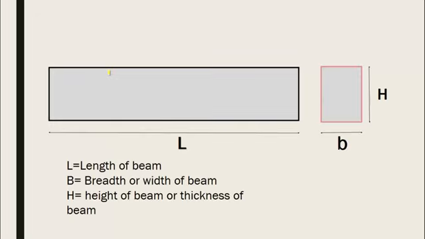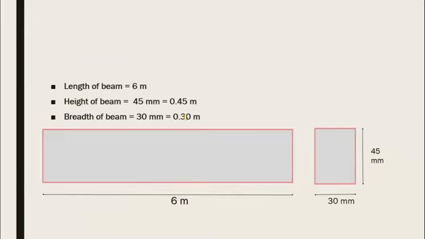In this slide you can see a simple beam whose length, height and breadth are represented by L, H and B respectively. Now to understand this properly, let's do a practical problem. Here you can see that a simple beam is given whose length is 6 meter, the height of the beam is 45 millimeter and the width of the beam is 30 millimeter.